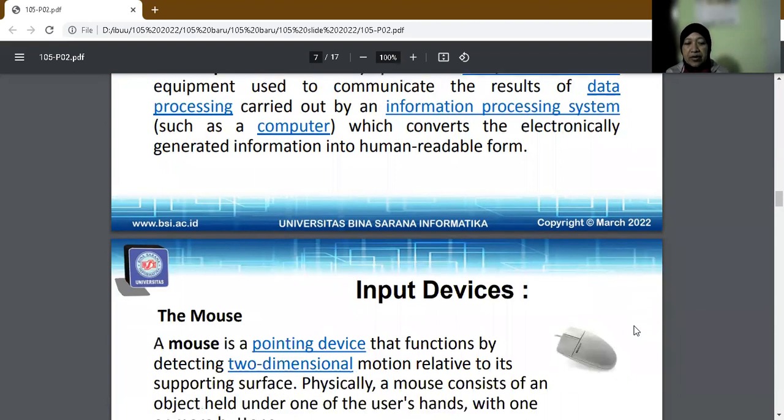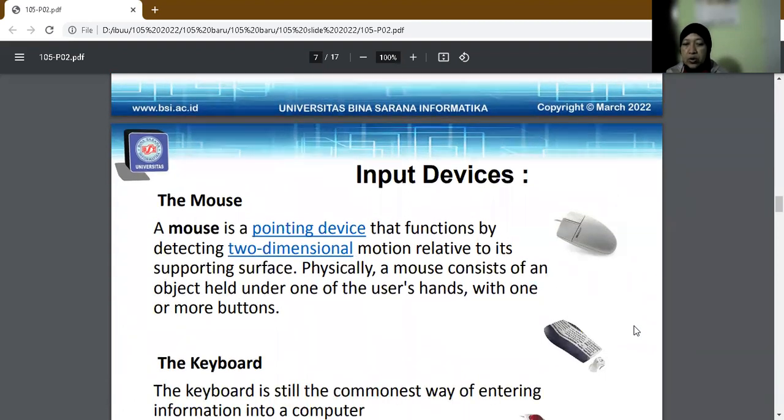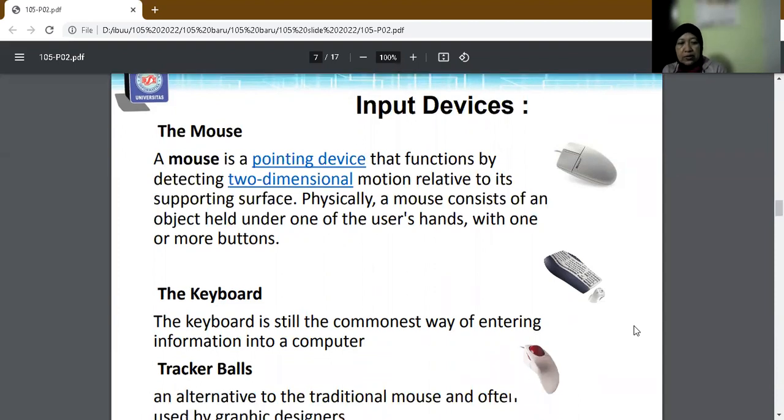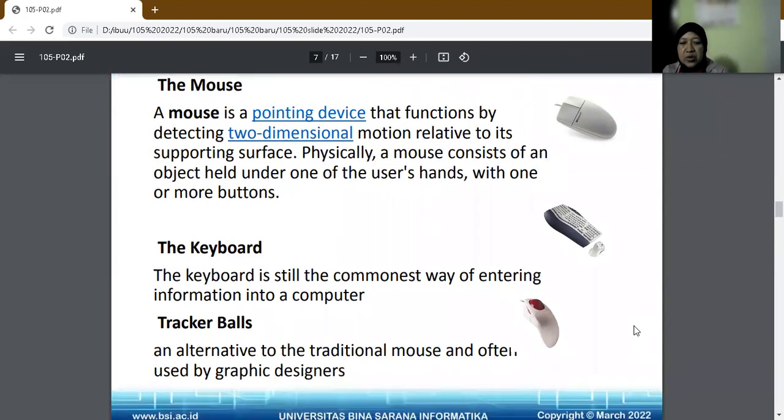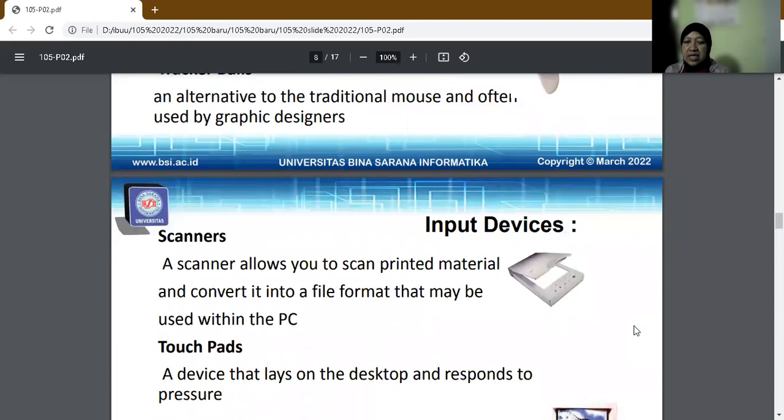Okay, and then for example, input devices like the mouse. You can look at that. Why is it named the mouse? I think it looks like a mouse because it has a tail. And for the keyboard, the keyboard is still the most common way of entering information into the computer. And then the trackball, the alternative to the traditional mouse, often used by graphic designers. Input devices like the scanner.